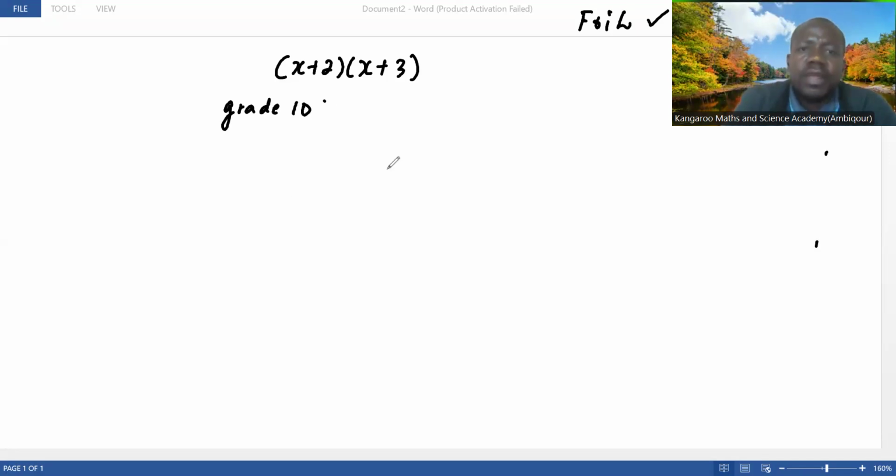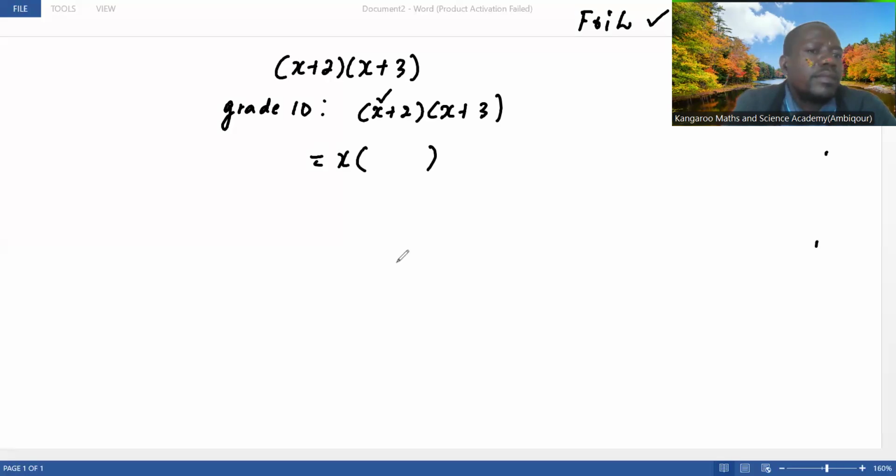To say, when you have x plus 2 and x plus 3, you can do something called the distribution law. We take the x, we open the brackets, we close, plus we take 2, we open brackets, we close. So I've just used this one. Then this time around, I'm going to put this one here and put that one there. This will be x plus 3 and x plus 3.